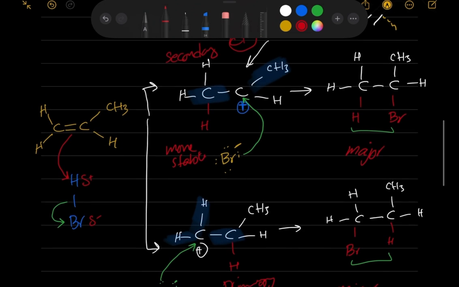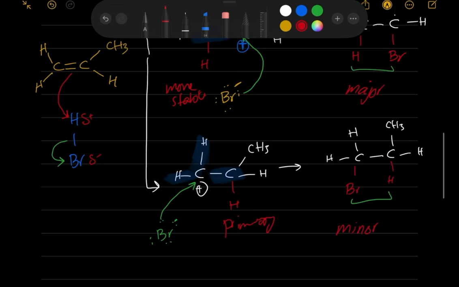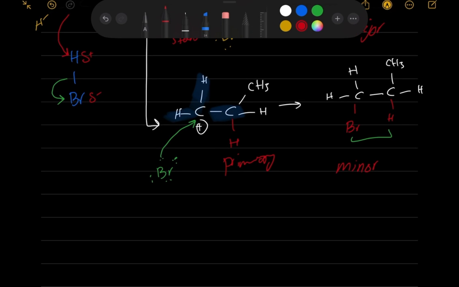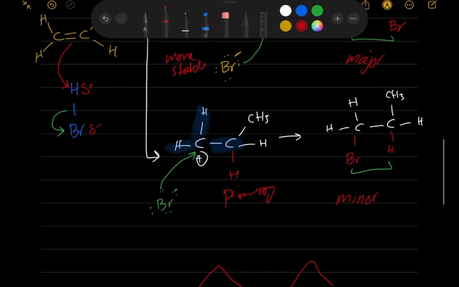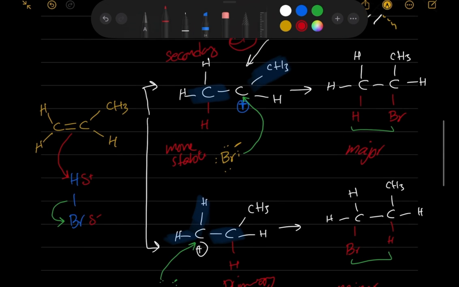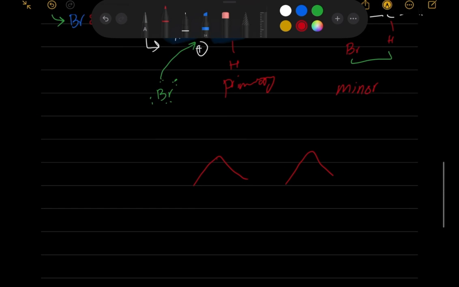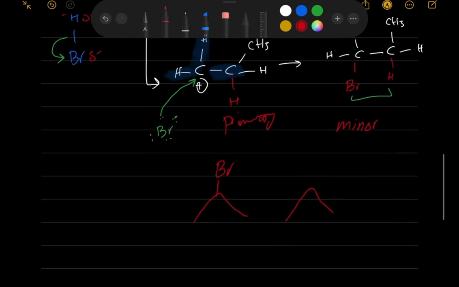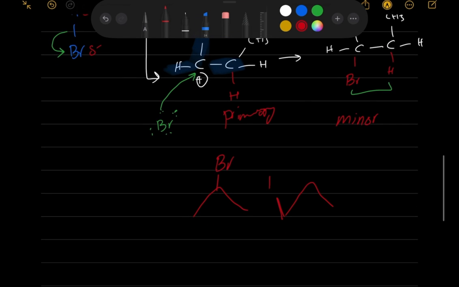If we want to represent these molecules in skeletal formulas, we just have to draw the propane and keep in mind the position of the bromine atom. So the bromine atom is located on carbon 2 in the first compound, which looks like this, and the other compound looks like this, in which the bromine atom is bonded to the terminal carbon atom. So this is the major, and this is the minor compound.